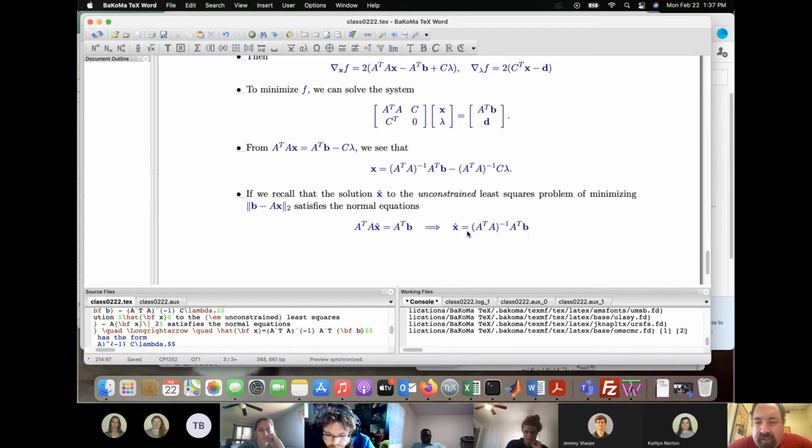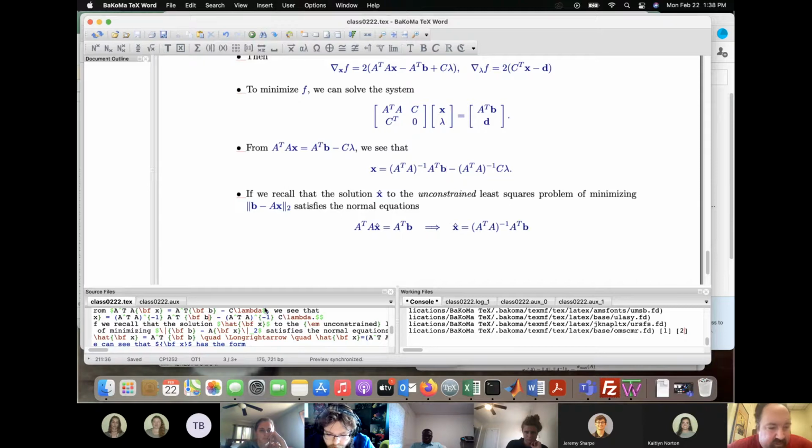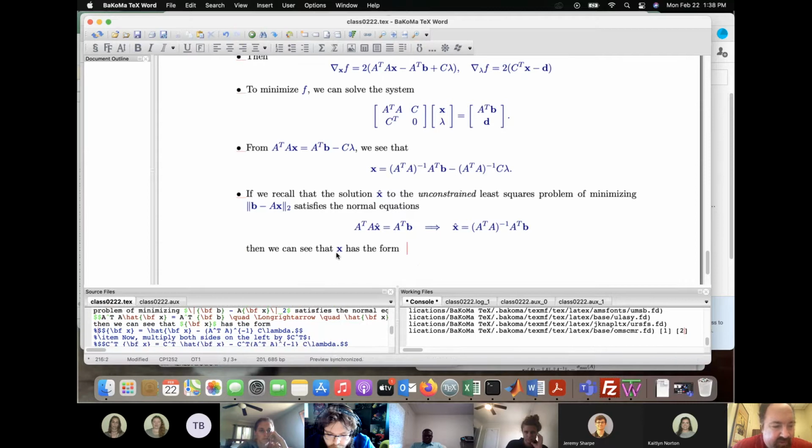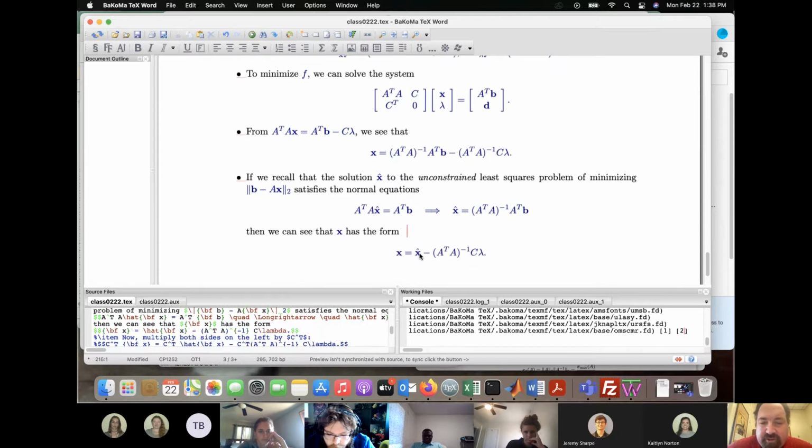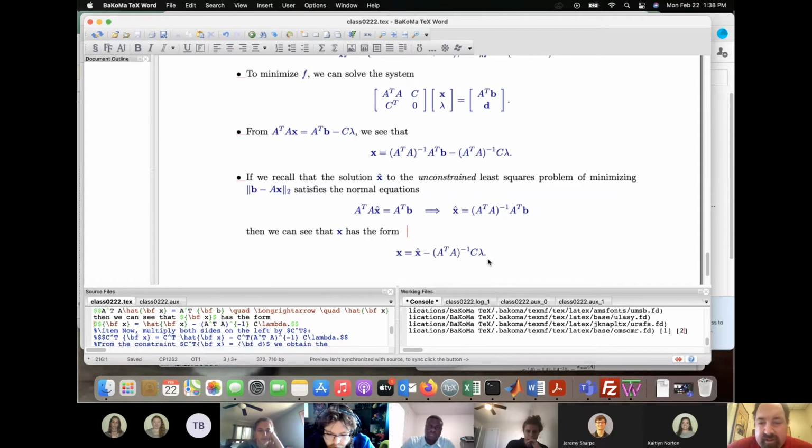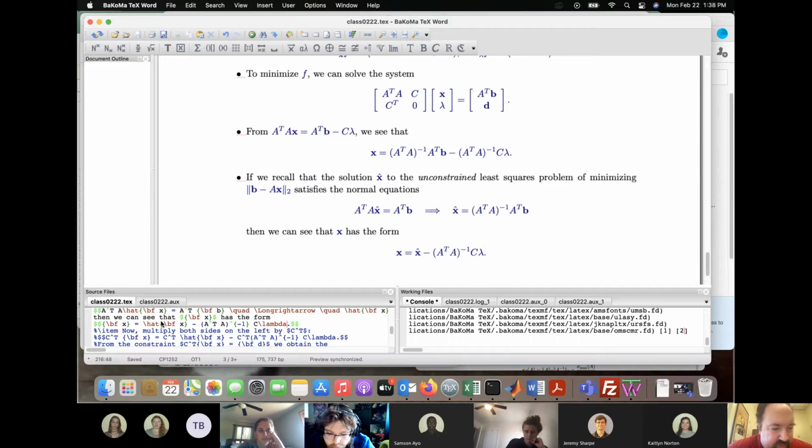Now, why is that helpful? Because this is the first term up here. So, in other words, I can write the solution of my constrained problem, which is x, as the solution of the unconstrained problem, x hat, and then I have this additional term here. So that's really my first step in solving this problem: solve the least squares problem without the constraint, just by solving the normal equations or using a QR factorization. But now, how do I get this lambda? I still need that to be able to express my solution x completely.